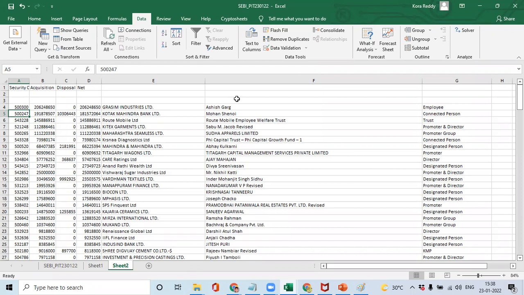I don't have much history, but this screen has more merit than any of your RSI, MACD, ADX, because these guys know something about the company. That's why they are putting the money.